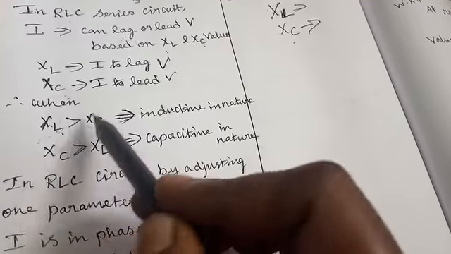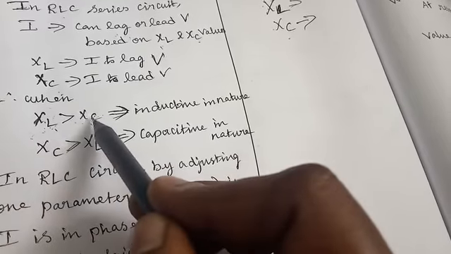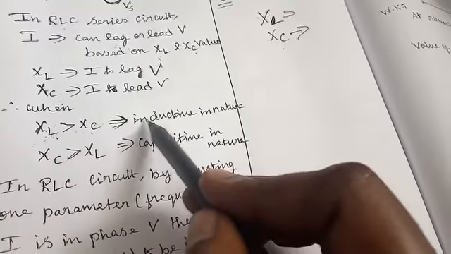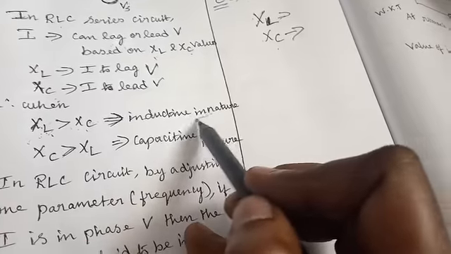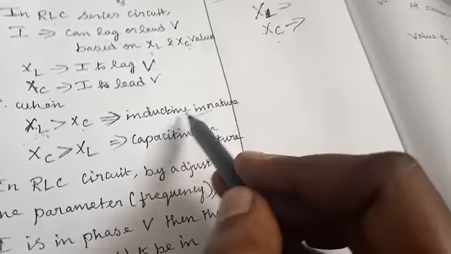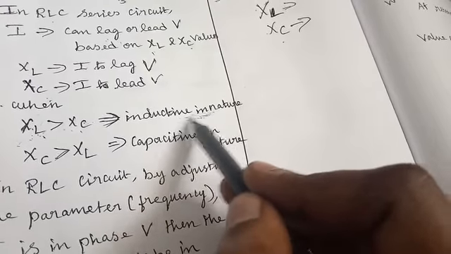Capacitive reactance விட inductive reactance அதிகமா இருக்கிறப்ப, when my inductive reactance is higher than capacitive reactance, the circuit is said to be inductive in nature. And circuit எப்படி behave பண்ணும்னா inductive-ஆ behave பண்ணும். So therefore my circuit is said to be inductive in nature.